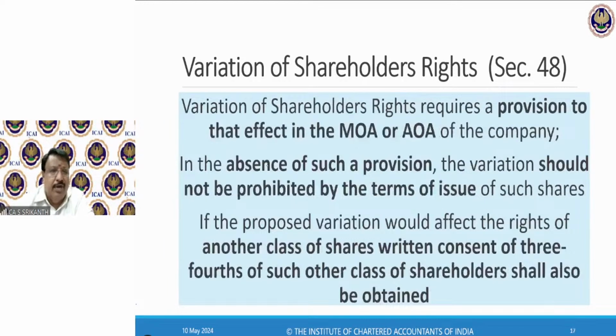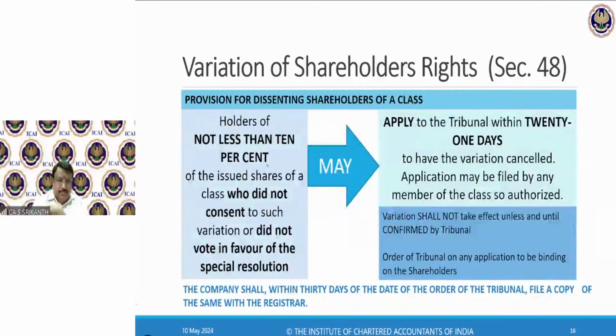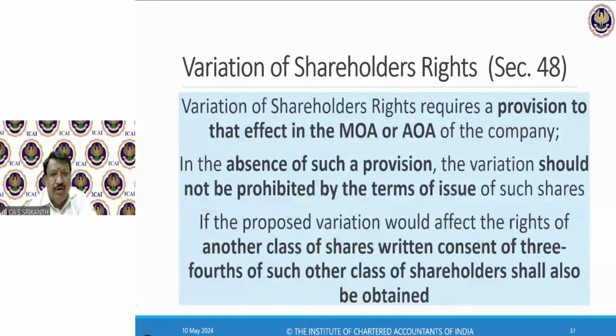It is there. Now, of course, for the purpose of varying the shareholders' rights, you have to have a provision in the memorandum or articles. In the absence of the provision, the variation should not be prohibited by the terms of issue of the share. The terms of issue should permit a variation or at least not prohibit the variation. If the proposed variation would affect the rights of another class of shares, then written consent of 3/4 of such other class also should be obtained. The minute you go for differential voting right shares, definitely equity shareholders' rights are also affected. So they will also be consulted.